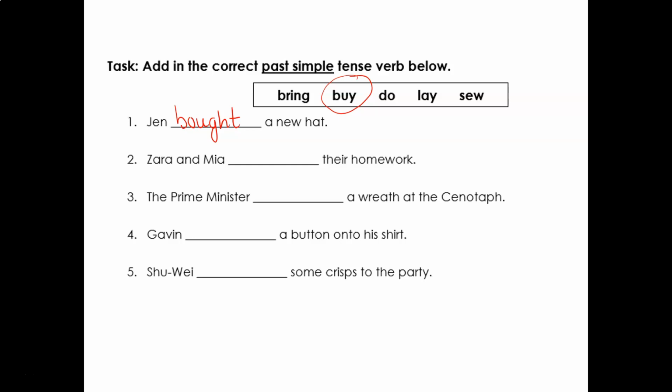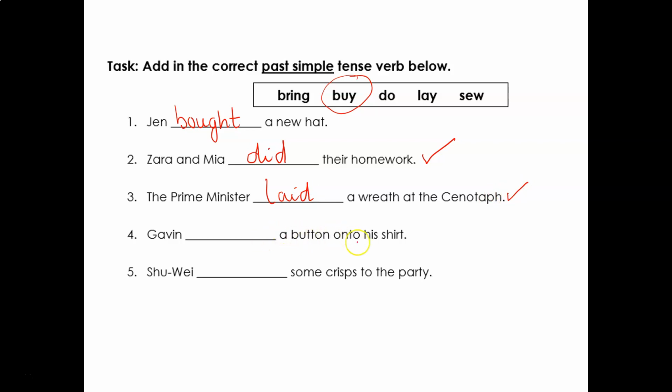Zara and Mia, something their homework. Well, the word here is do, to do, so we'll change it in the past to did. Give yourself a tick if you got that one right. The Prime Minister, something a wreath at the cenotaph. Well, this would be the verb lay, so in the past tense is the verb laid. Check your spelling there and give yourself a mark if you got it right.